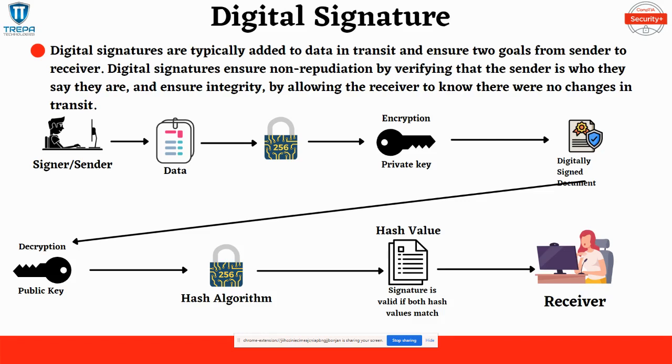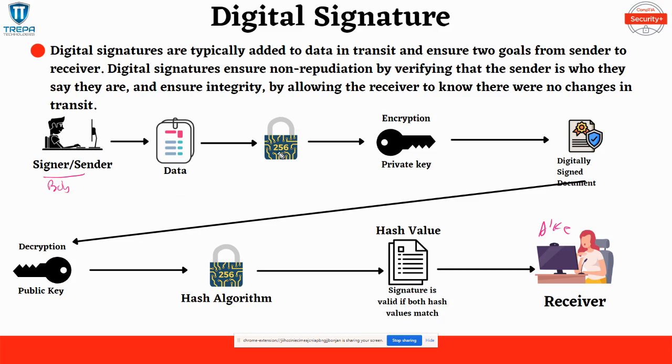So let's break this down. Let's say you want to send an email. This guy is Bob. This is Alice. Bob wants to send an email. Well, he wants to attach a digital signature. So how does that work?